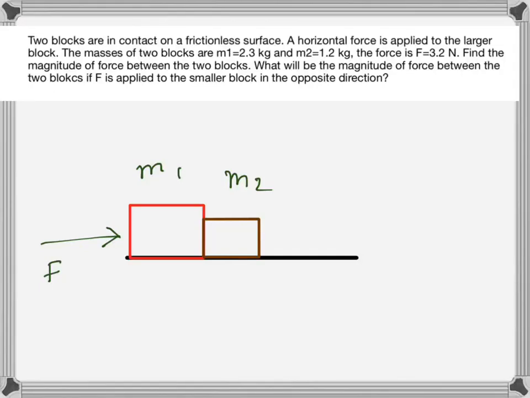Okay, so this problem states that two blocks are in contact on a frictionless surface. So this is the frictionless surface and two blocks are in contact. A horizontal force is applied to the larger block.